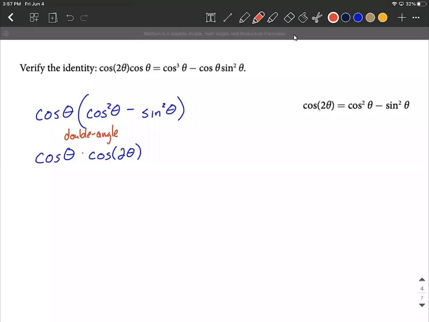But I would suggest as you're working through these, bring along any of these formulas you think you're going to need as you're working to memorize those formulas and get really comfortable with them.